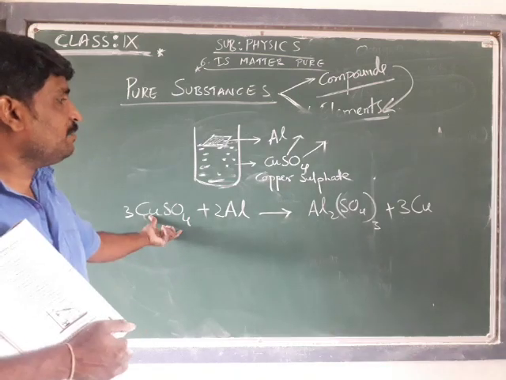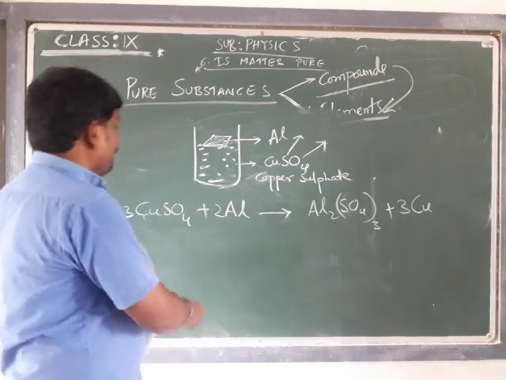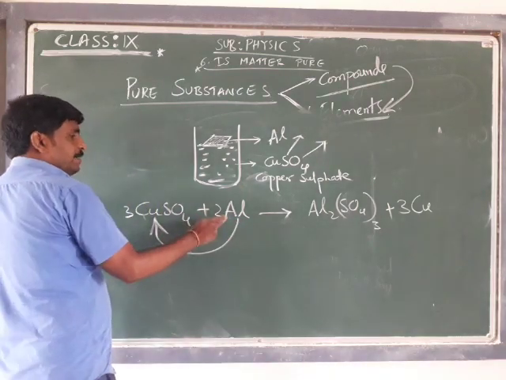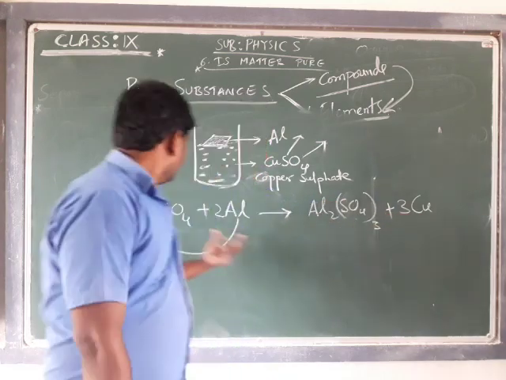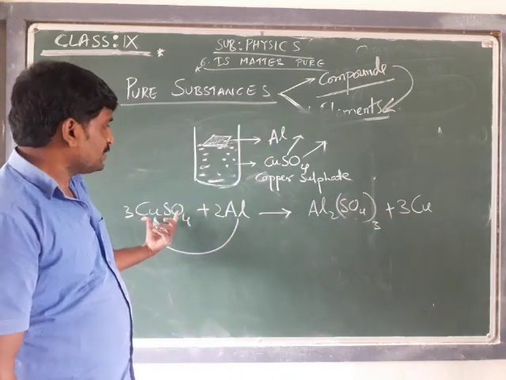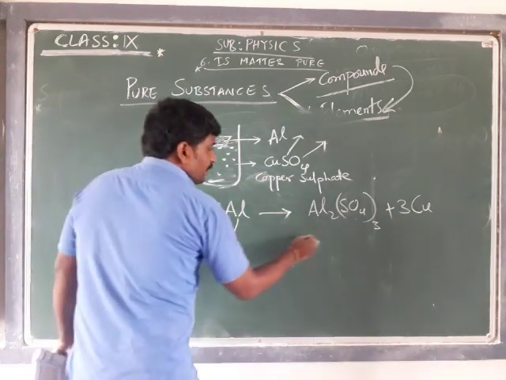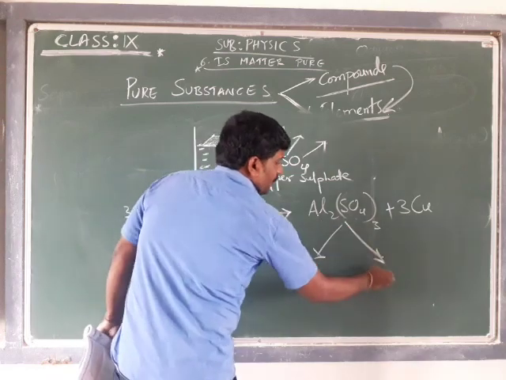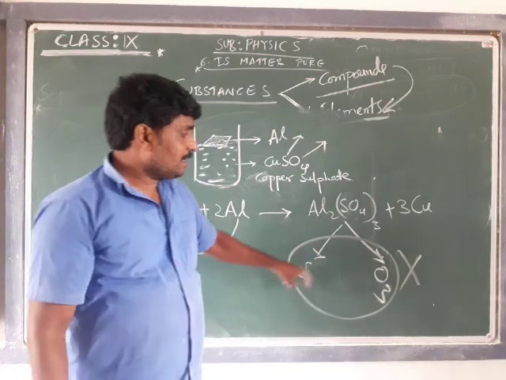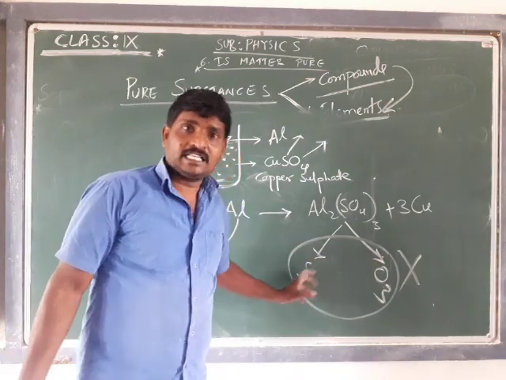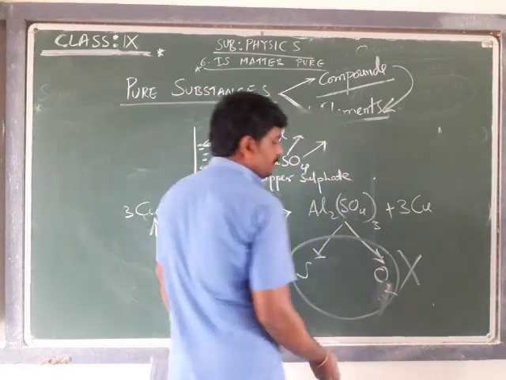See, copper sulfate is reacting with aluminium. Here, copper is replaced by aluminium. We are going to get aluminium sulfate and copper. But from this copper sulfate, sulfur and oxygen are not getting separated. We didn't get sulfur separate and oxygen separate. There is no possibility of separating them. Why? This is sulfate, SO4, with oxygen 4 actually.